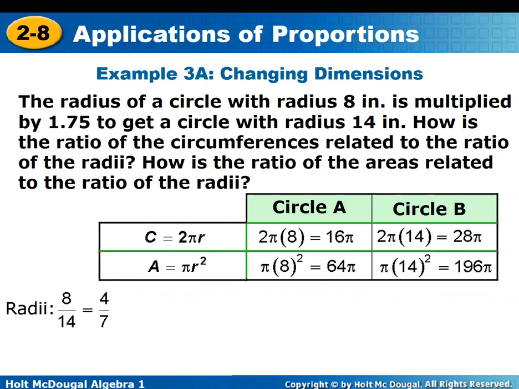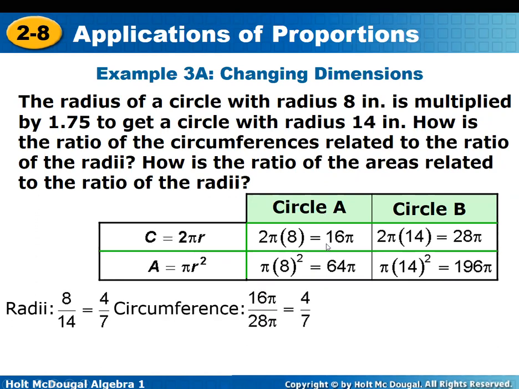The first radius, for circle A, was 8. And the radius for the second circle was 14. Yes, 14. The ratio between the first circle's radius R1 and R2 is 4 to 7, right? Let's move to compare the circumferences.